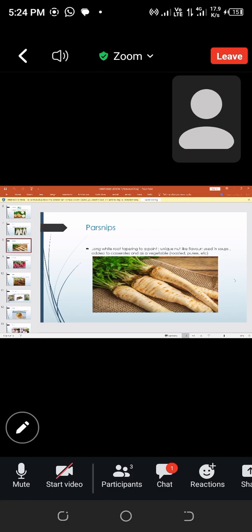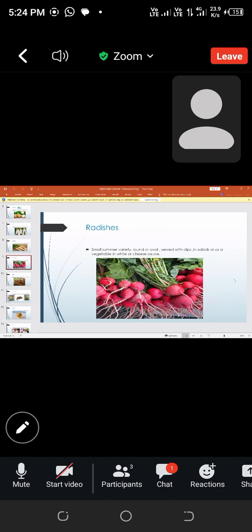We now go to the next vegetable, that is radish. I'm having a challenge with the screen. Yes, so you can all see the radish. These are small summer varieties, round or oval, and they are served with dips and in salad or as a vegetable in a white or cheese sauce. So they are used to accompany the cheese sauce or the white sauces.